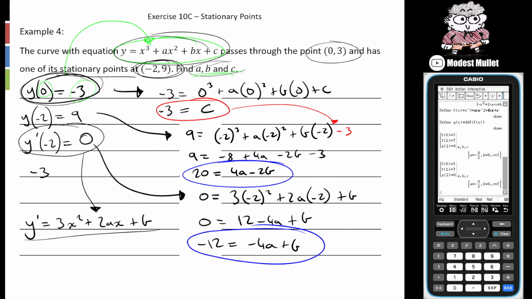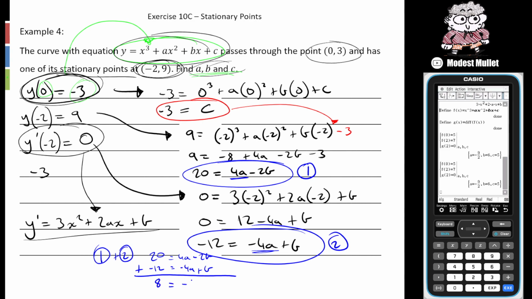You can either use elimination or substitution. I would say that elimination is the best. Let's call this equation 1 and equation 2. We've got a positive 4a and a negative 4a. I would do 1 plus 2. Do 20 equals 4a minus 2b, plus negative 12 equals negative 4a plus b. Your 4a's are going to cancel. You're going to get a nice lovely negative b is equal to, let's do it quickly, 8 is equal to negative b, so b is equal to negative 8.